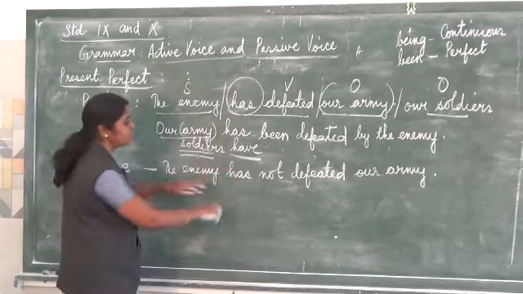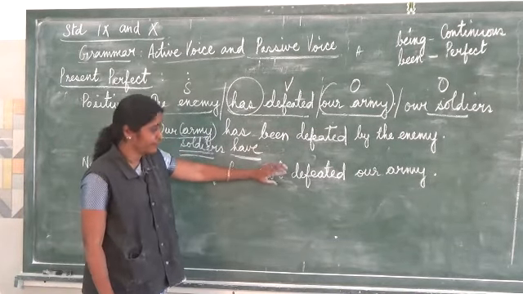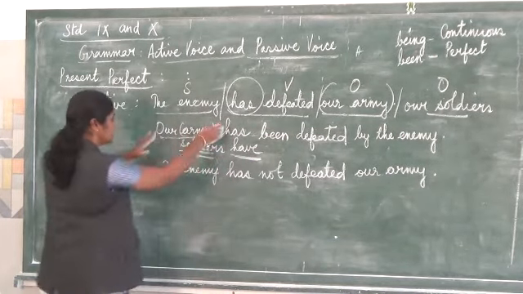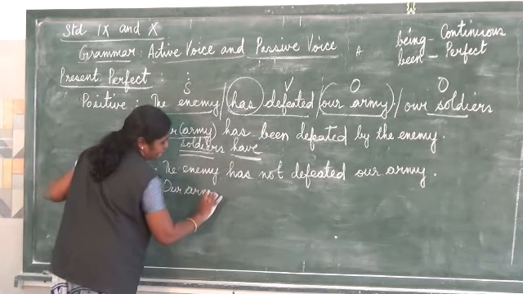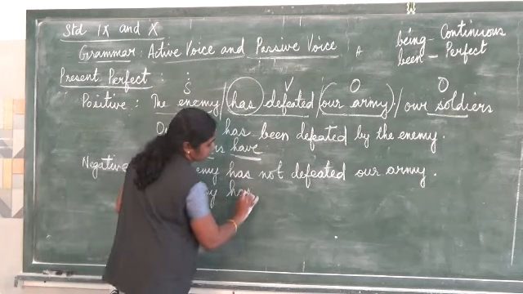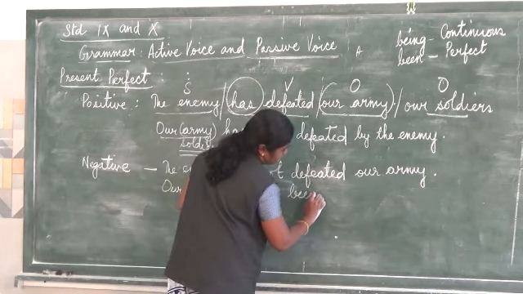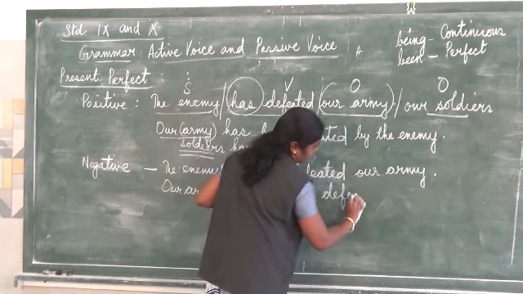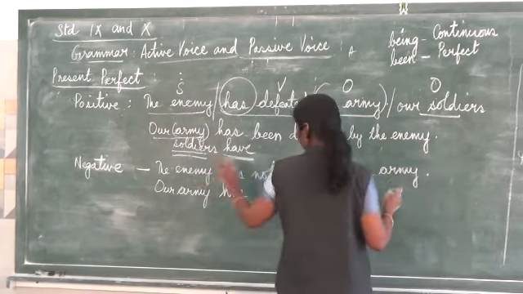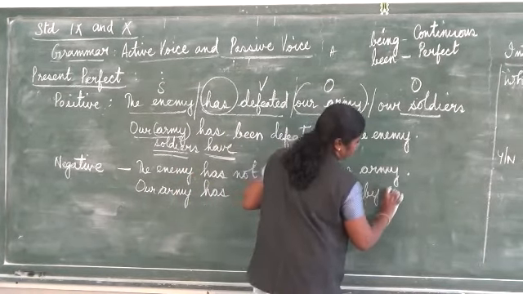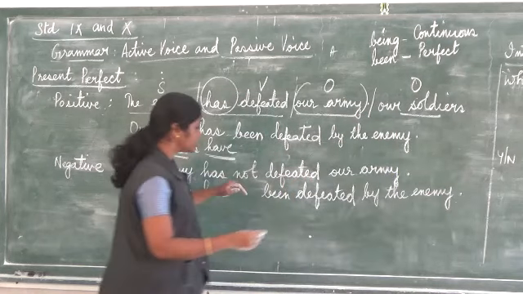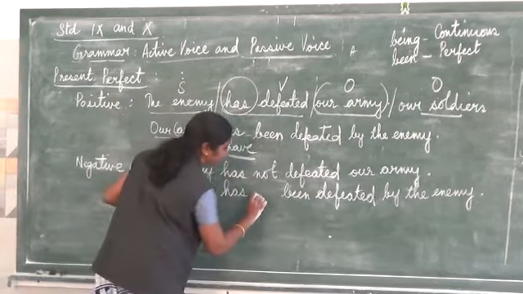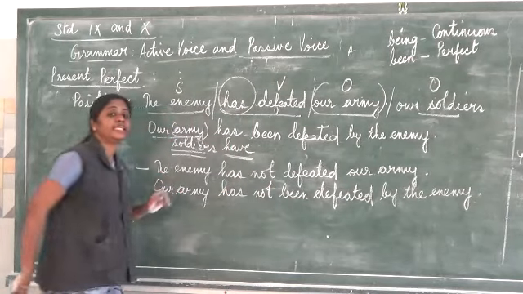So now, what is the only extra word? Not is the only extra word. The rest of the sentence is same. So the same passive voice you can write. Our army has been defeated by the enemy. So just because it is a negative sentence, now after this auxiliary word, you add the negative word.